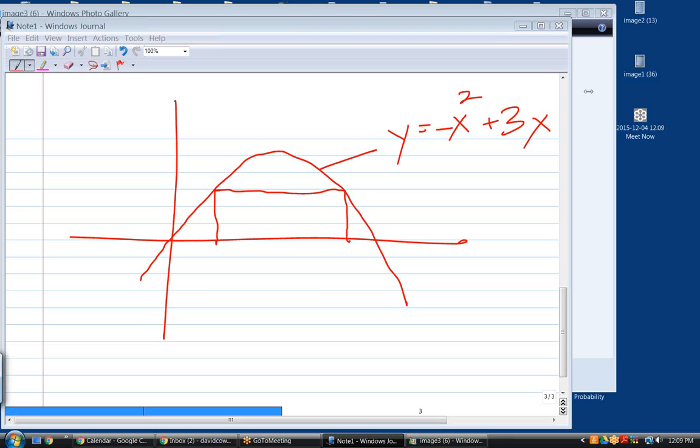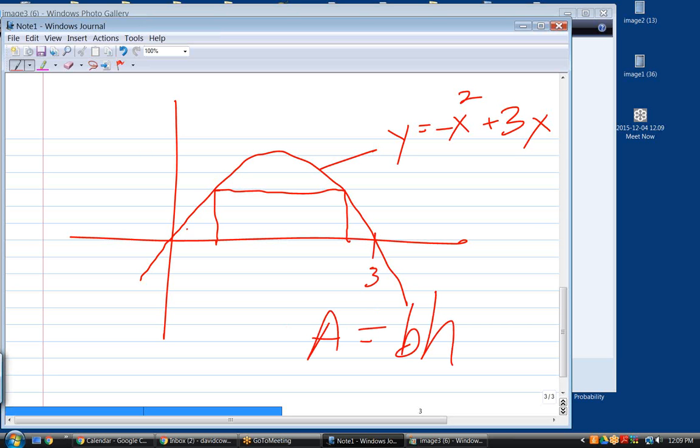Here is setting it up. In other words, defining your function that you're trying to maximize. Again, it's an area function, okay? An area is base times height. And this point right here is 3. In other words, our zeros of this function occur at 0 and 3.